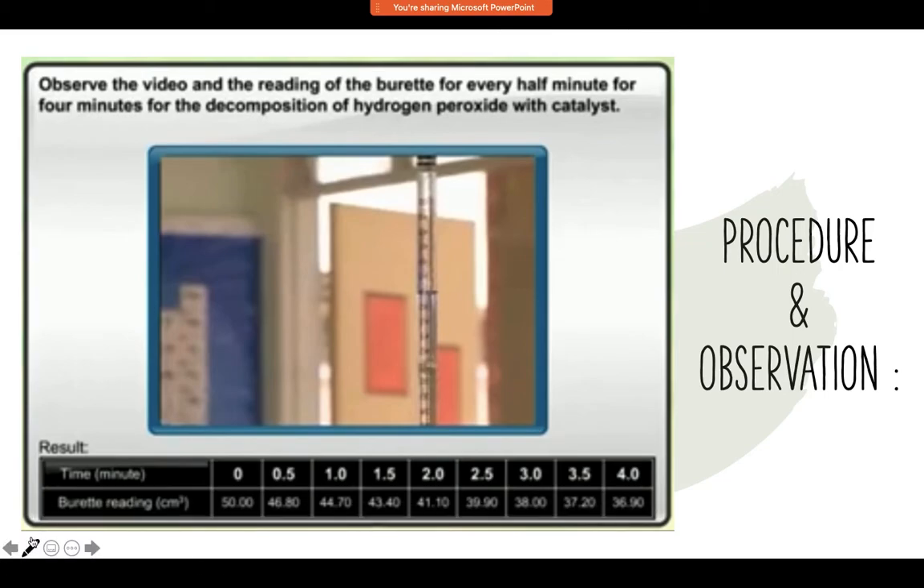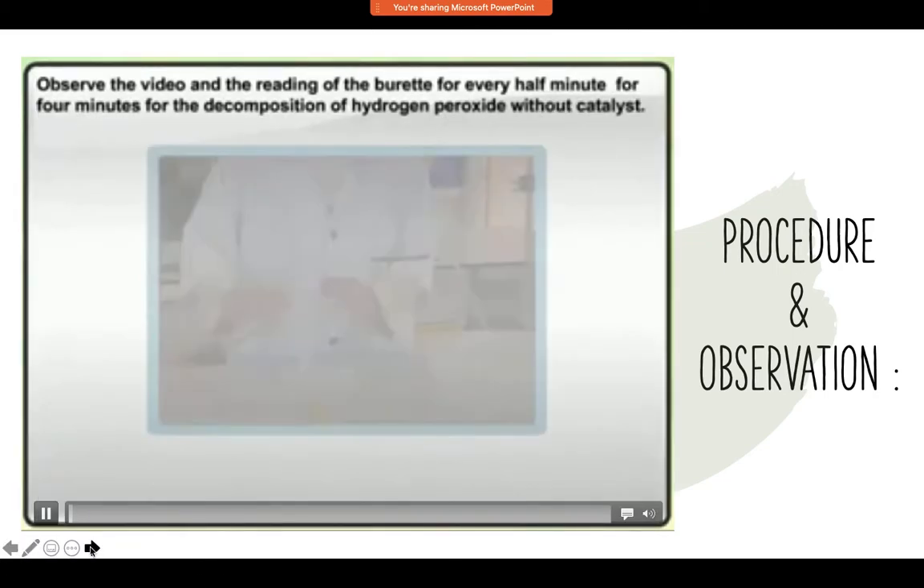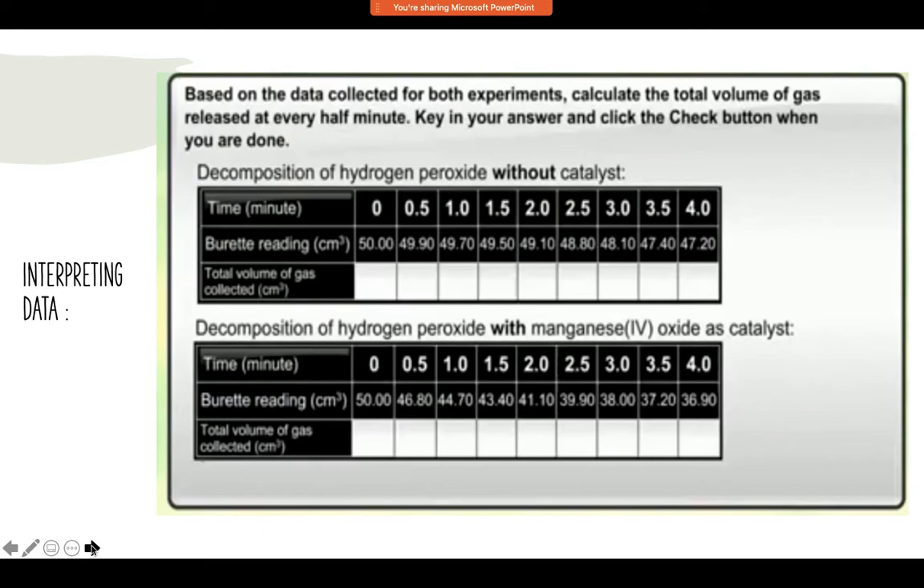Okay, eksperimen dah siap. Observe the video. Next, kita tengok how to interpret the data from the experiment just now. Yang kita ambil adalah burette reading. Time are given for total 4 minutes. Then burette reading are recorded for every 30 seconds or half minutes interval. So let's say from minute 0 to minute 0.5, every 30 seconds dia akan ambil bacaan lah burette reading.